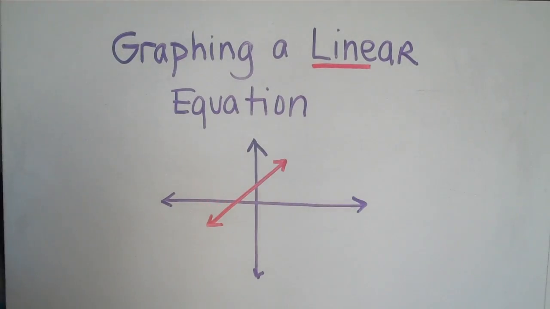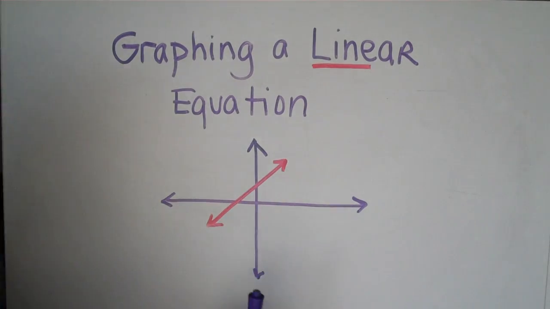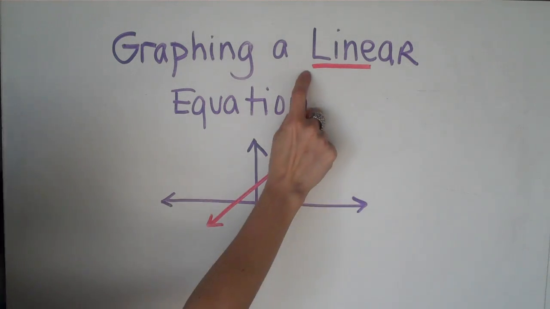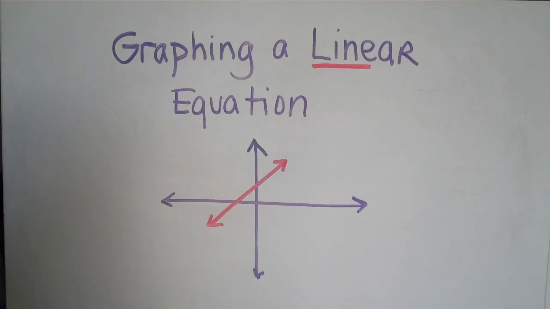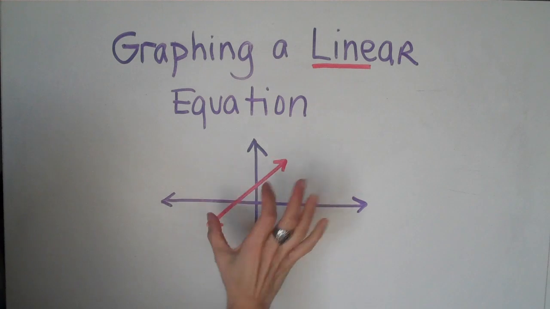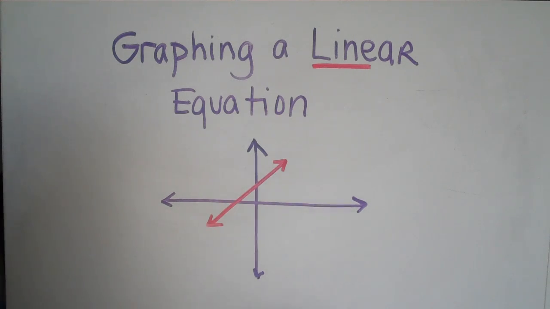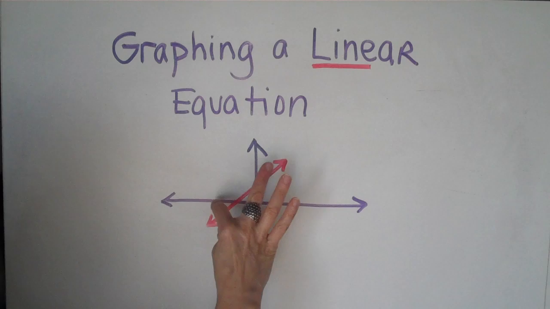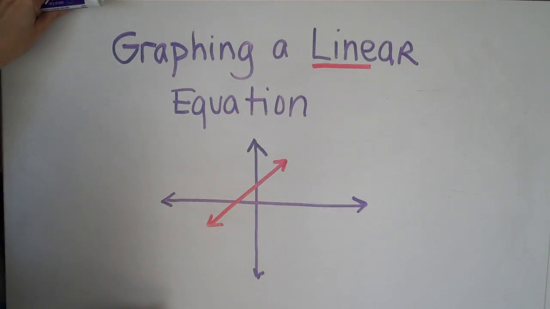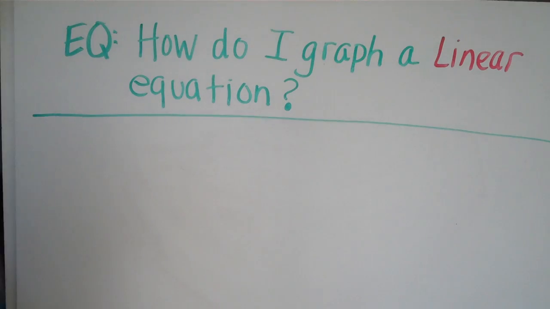Okay, let's talk about graphing a linear equation. As you can see, a linear equation, the root word there is line. So when you graph this, you should end up with a straight line. No matter what direction, the line will be straight, okay? So keep that in mind.